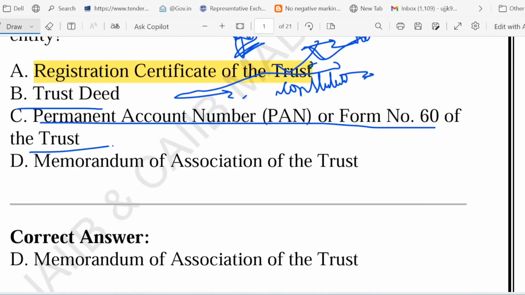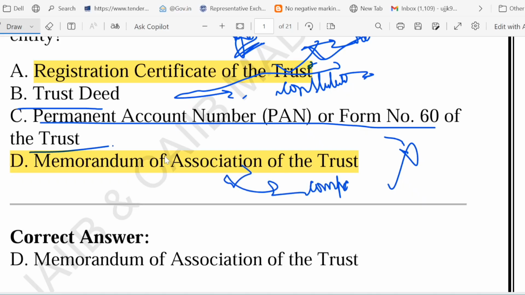What about option D, memorandum and articles of association of the trust? This is not required. Remember, MOA and AOA are not required in the context of a trust, because the memorandum of association is for companies and societies. They are mandatory for companies and for societies, not for trusts. That's why it is not required for opening a trust account. So the correct answer is option D.